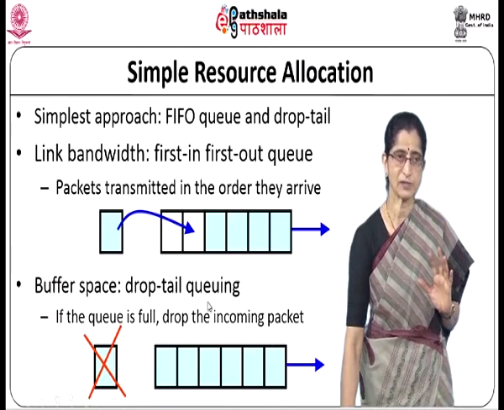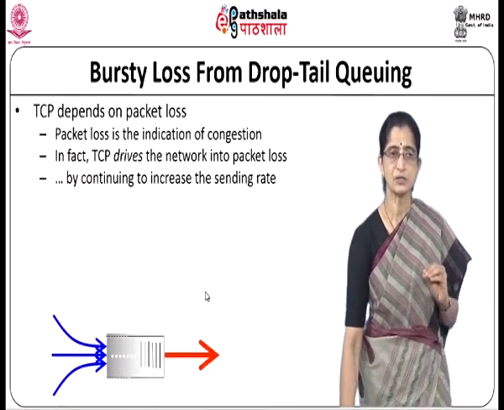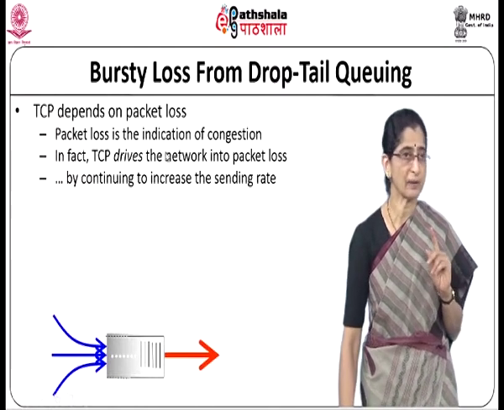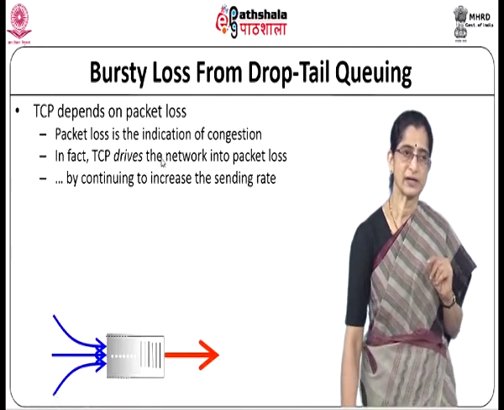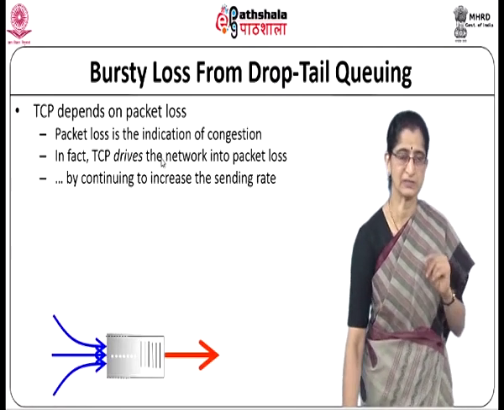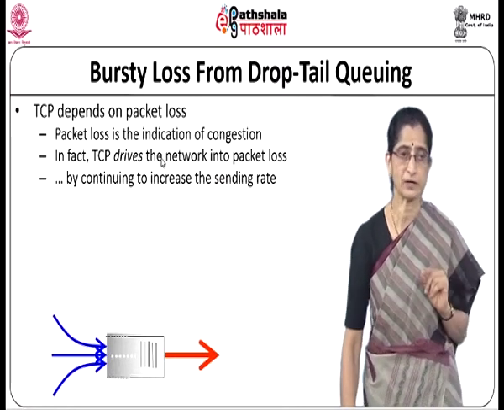In this situation, let us look at what actually happens. We know that TCP depends on packet loss. This is how TCP's normal congestion control mechanism works. So, let us look at what TCP does in this kind of drop tail queuing mechanism. We said that TCP depends on packet loss.